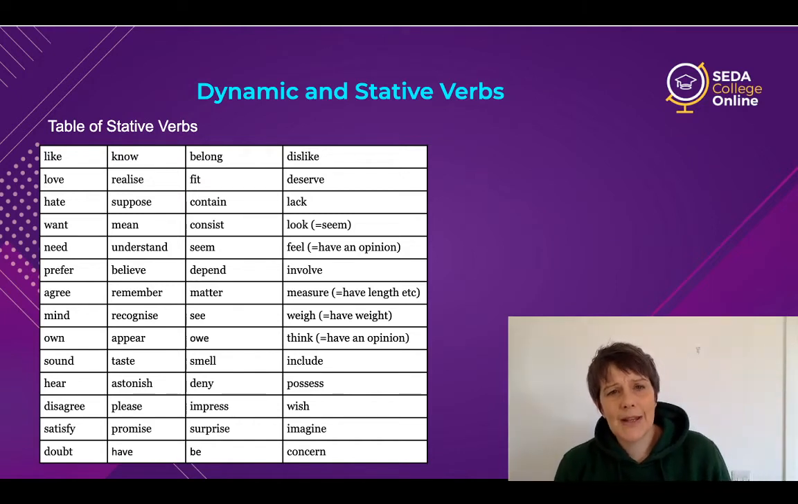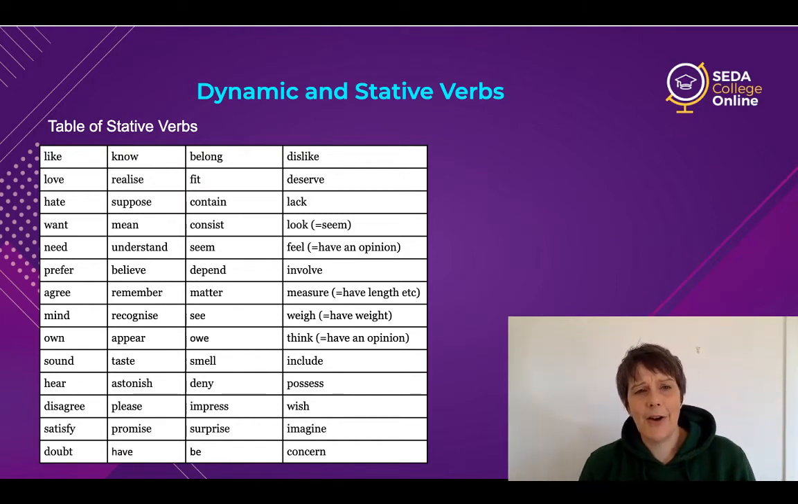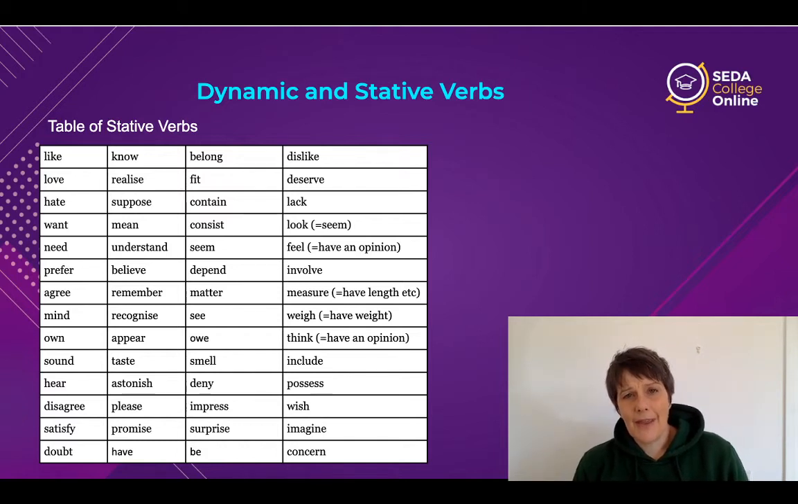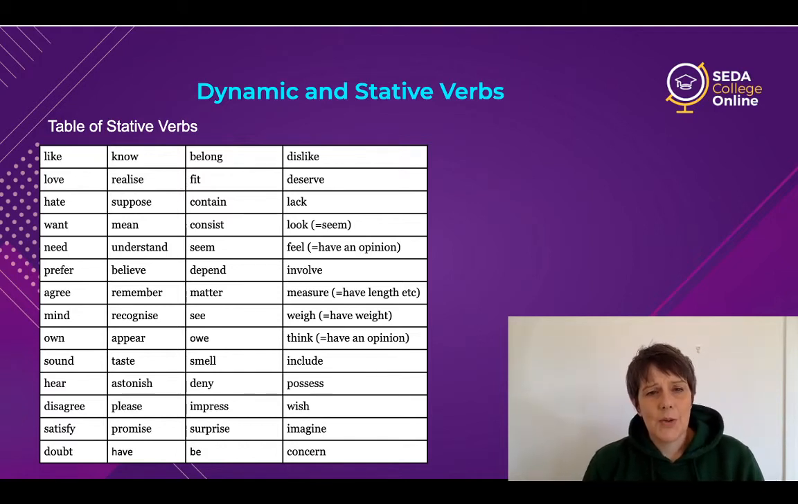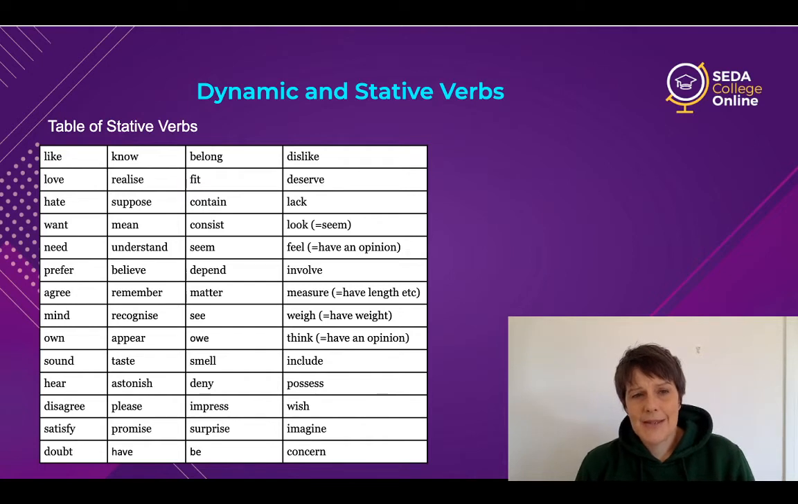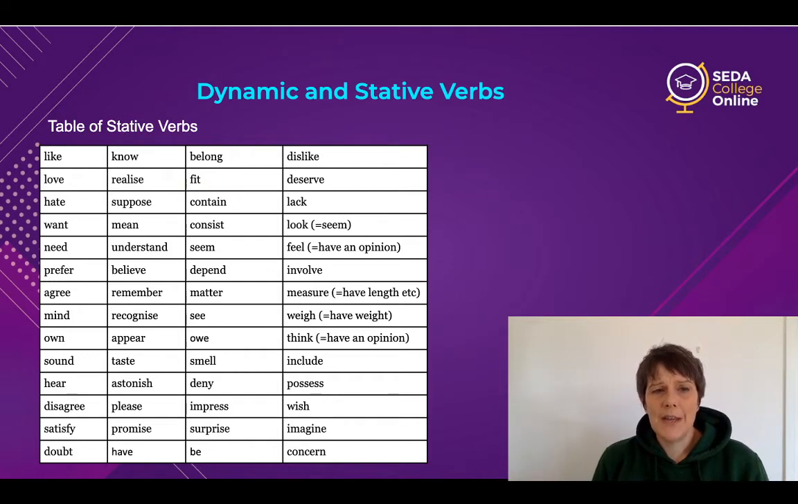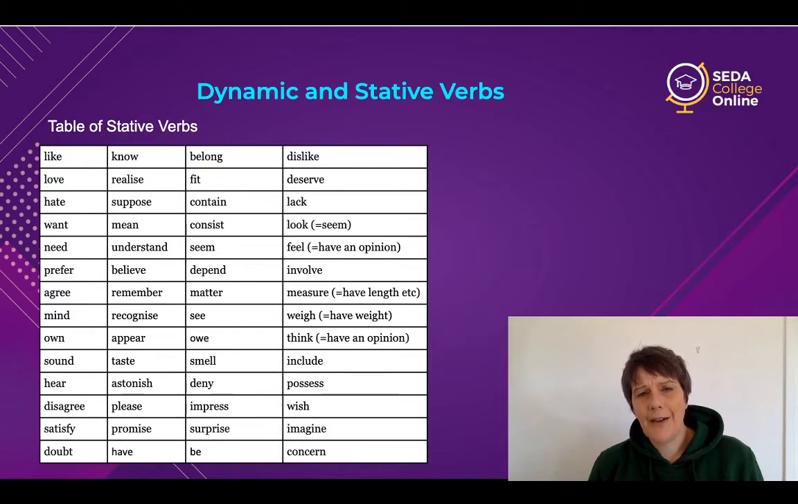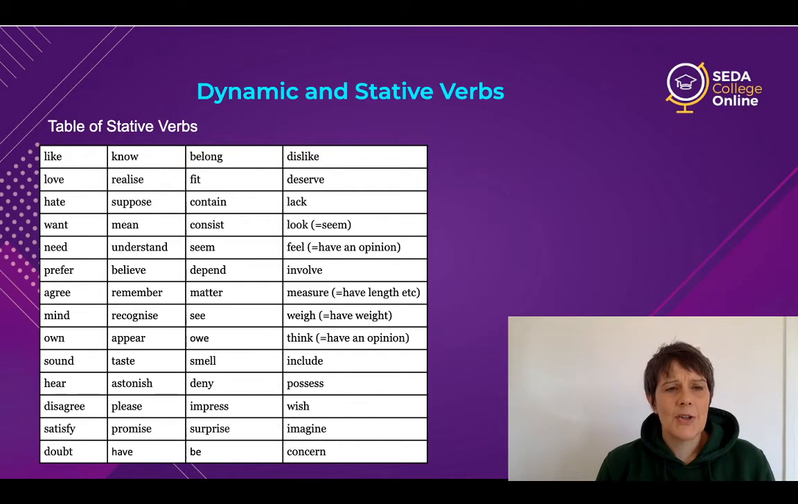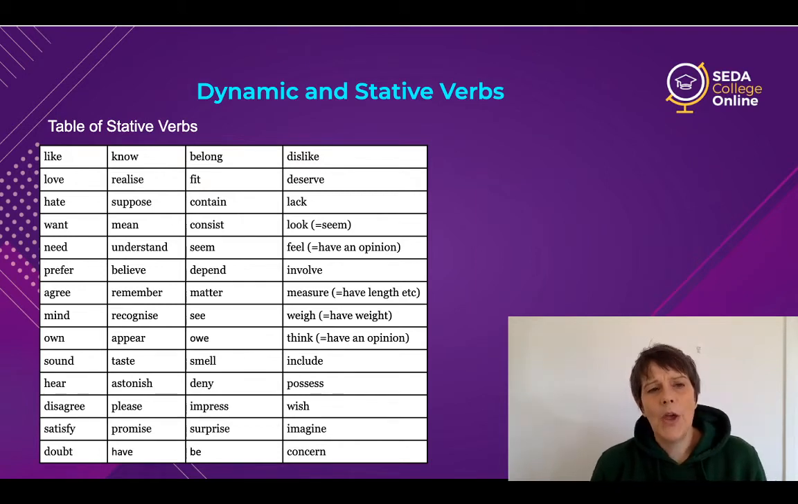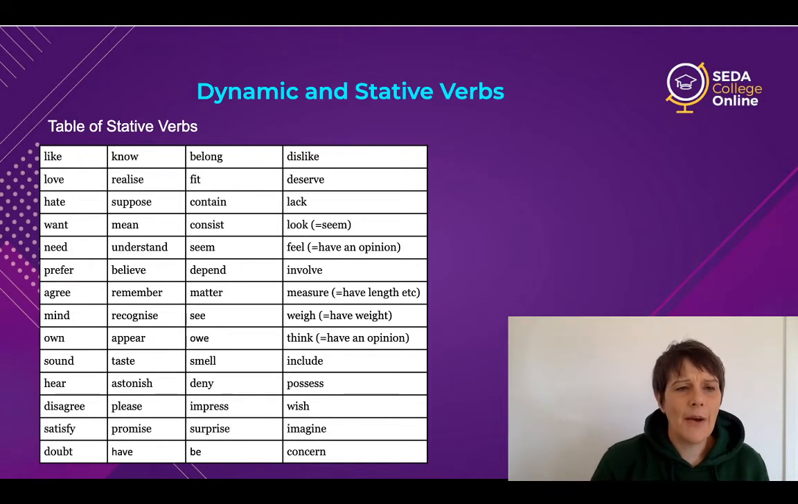So I just want to talk a little bit about dynamic and stative verbs in terms of be and have. Do you know what a stative verb is? Or I should just remind you that these are verbs that don't generally go into the continuous form, because somehow they're internal and they're defining of who you are and what your state of being is. So you don't say I am liking you, or I'm loving you, or I'm hating you. You say I like you, I love you, I hate you.